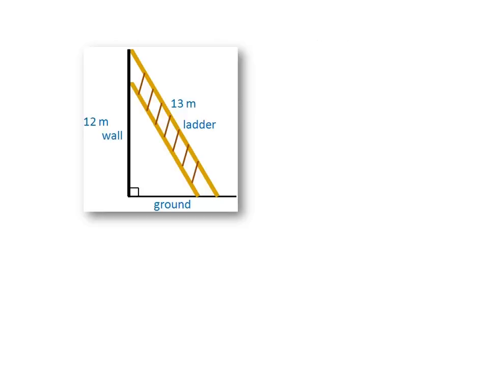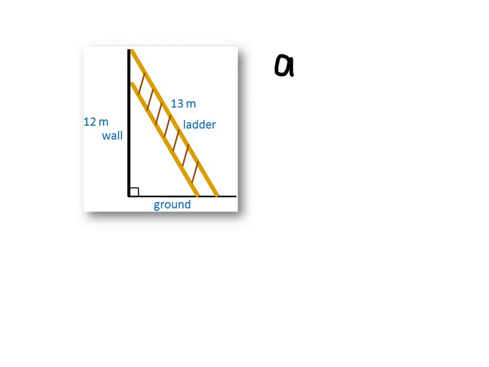Alright, so here we have a ladder, 13 feet long, that's leaning up against the wall, and a 90-degree angle is formed by the wall and the ground. And the wall is 12 feet high. So for here, we're figuring out how far away from the wall is the base of the ladder.